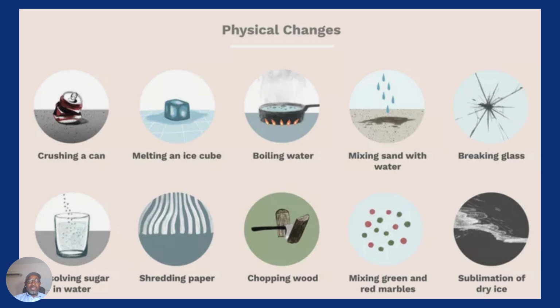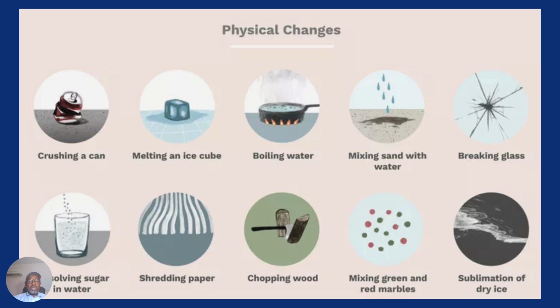Breaking of glass is a physical change, because you can actually bring the glass back together again through a different kind of process, and then a new glass will be formed again. Dissolving sugar in water is also a physical change, because you can separate the water and the sugar by allowing the water to boil and the sugar will remain in the pot. Shredding of paper is a physical change, because you can bring the paper back again through some other kind of means.